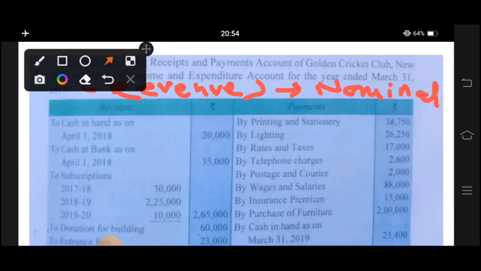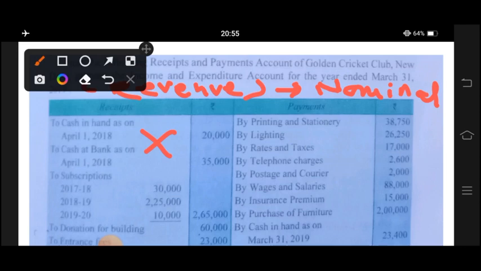When we talk about the cash balance or the bank balance given in the receipts and payments, it is not a repetitive transaction, as it would be recorded only once at the time of opening of the year, and a second time at the time of closing of the year, and that is why it will not be recorded at all in the preparation of the income and expenditure account.